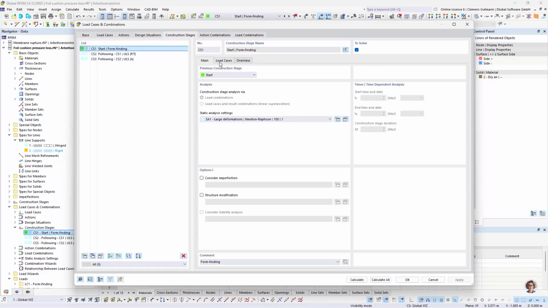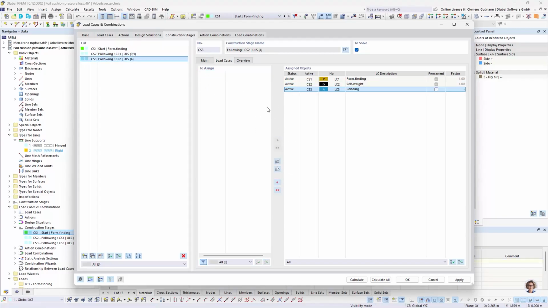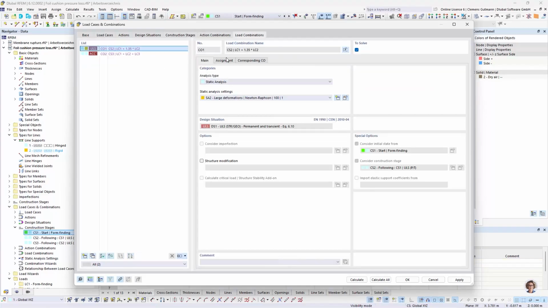Okay, we forgot the load cases, so form finding is in the first stage, self-weight in the second, and ponding in the third. Of course, if I'd have more action categories, I'd assign them accordingly, but in our case, we're only taking a look at the ponding loads. And that's about it. So yeah, let's calculate that.